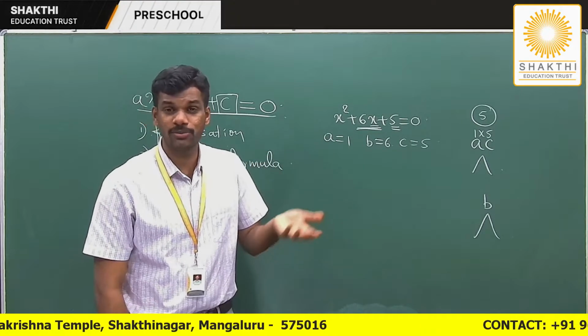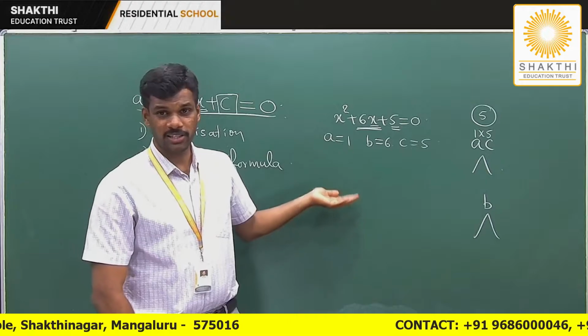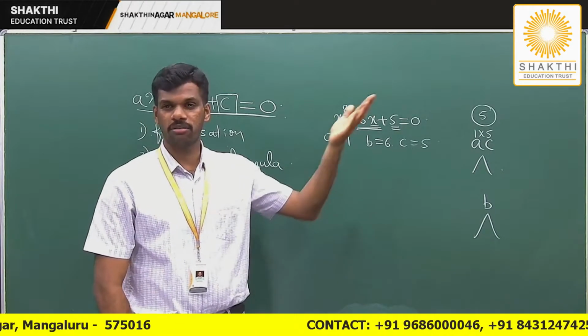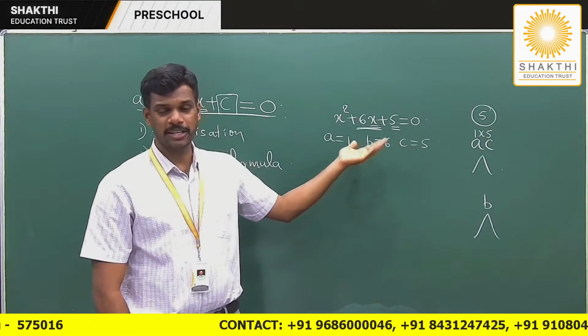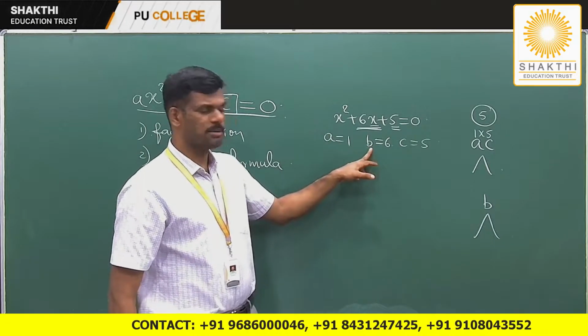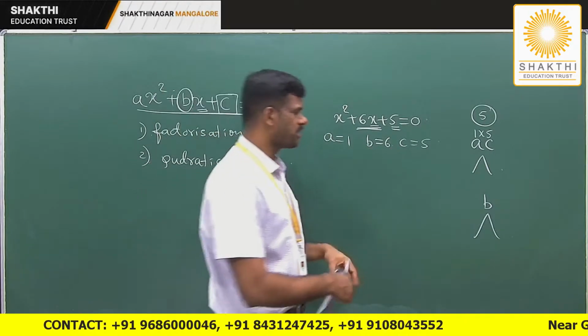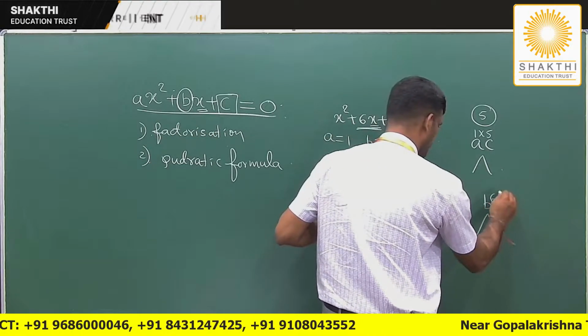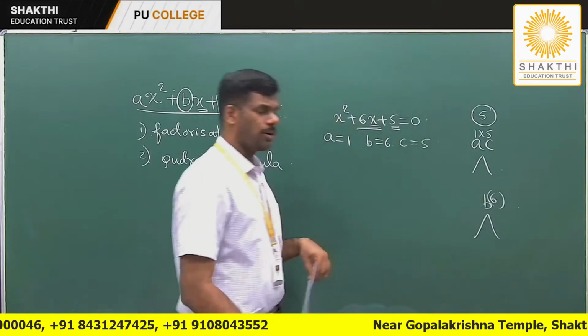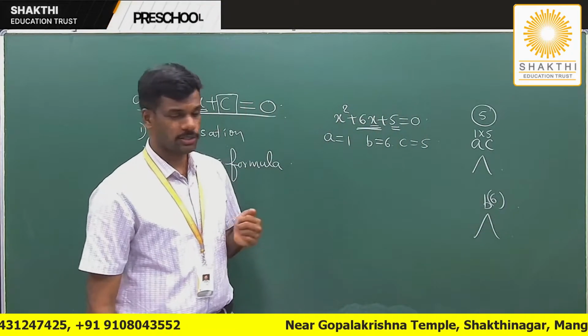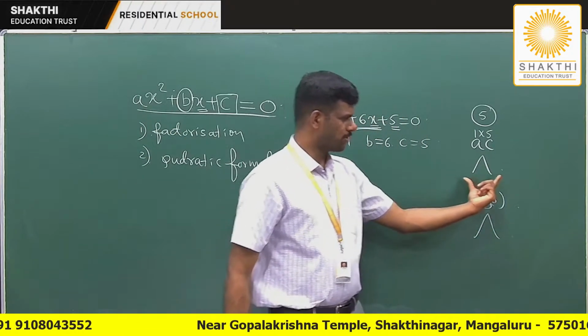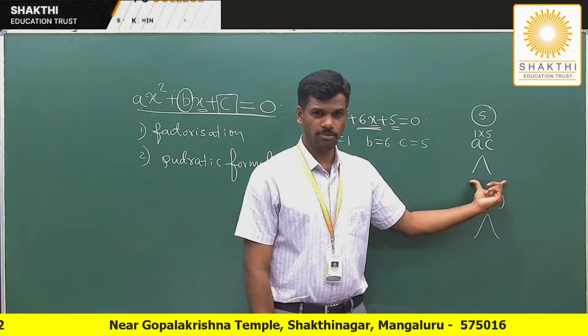Most of the students feel this is very difficult. It was there in 9th standard, but if you are a good student, you are very good at solving this, splitting the middle term. The middle term is b, and you know b is equal to 6. Now, the question is how to solve this. You need to take 2 terms.